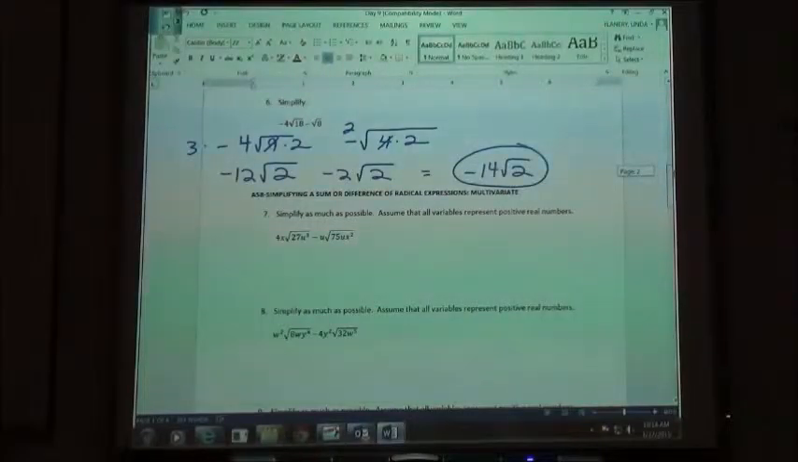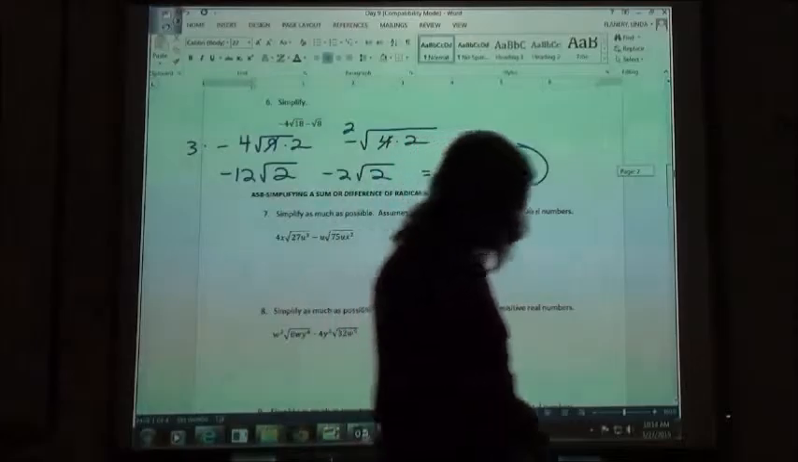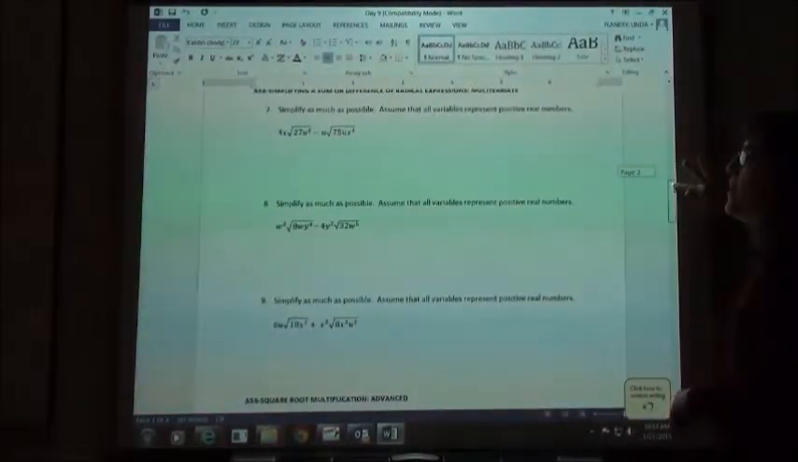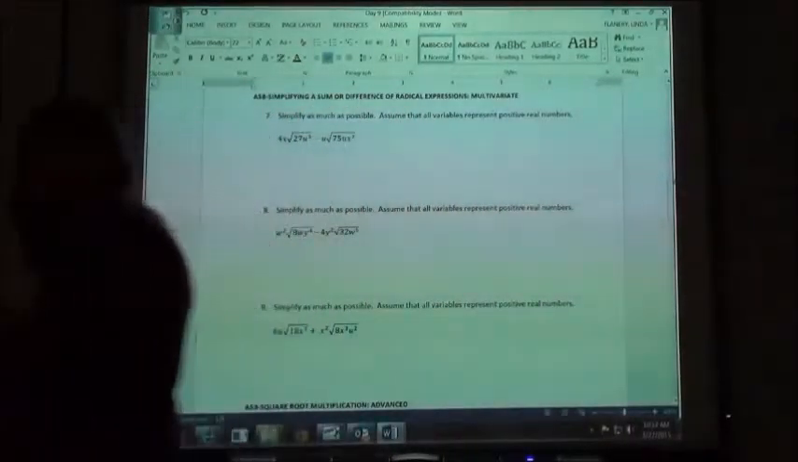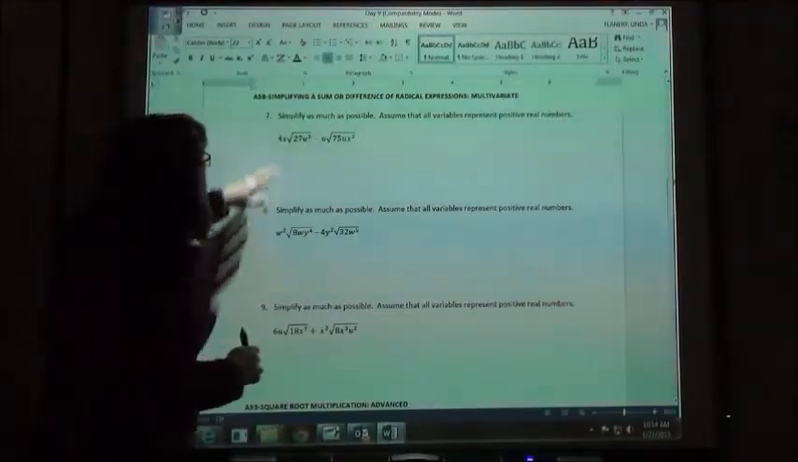So those were the easier ones. Now they get into some crazy looking ones. We're doing the same thing. If we're going to add them, they have to end up being like terms, which means everything but the front numbers should match up. But we have to simplify them first.